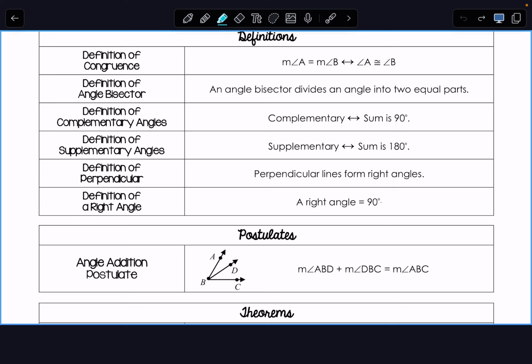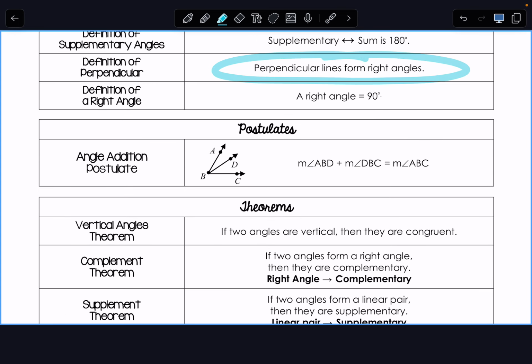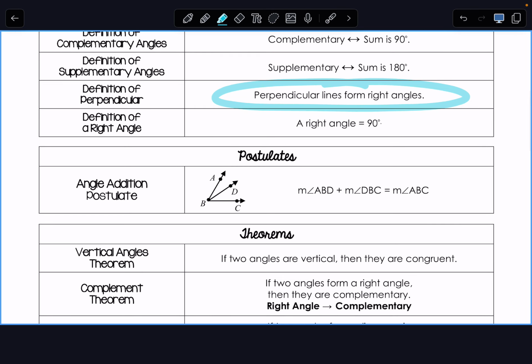We know that the definition of an angle bisector, much like a midpoint, is cutting our angle into two equal parts. That's something we're going to have to look out for. Complementary, we know, means two angles add up to 90. Supplementary, two angles add up to 180. Perpendicular means we have two right angles. And the definition of a right angle is that its measure is 90 degrees.